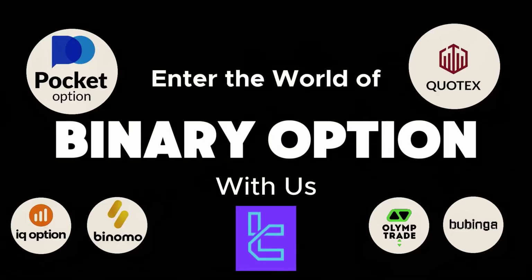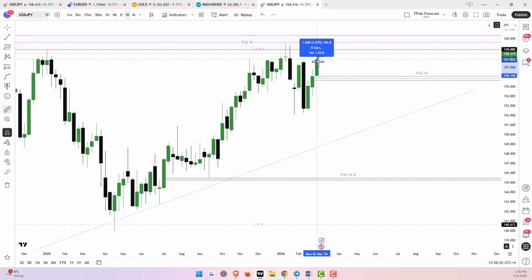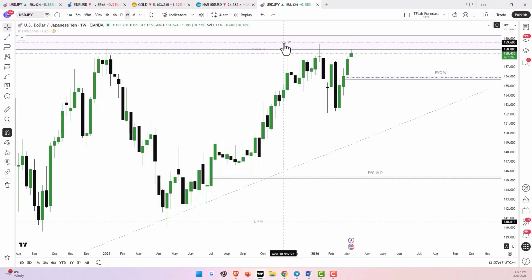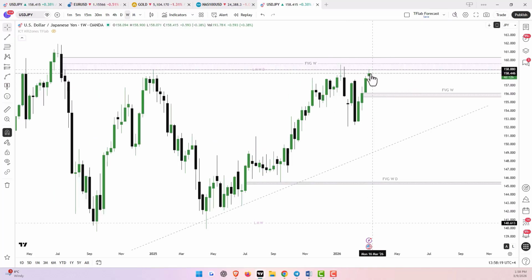In this currency pair, we also witnessed a 1% rise. Now today, the price opened with a 0.17% increase, and this rise continued up to the resistance level of 158.86. We see this key level at the edge of a weekly FVG, which the price has previously reacted to, and over the past 7 months, the price hasn't been able to close above this level.